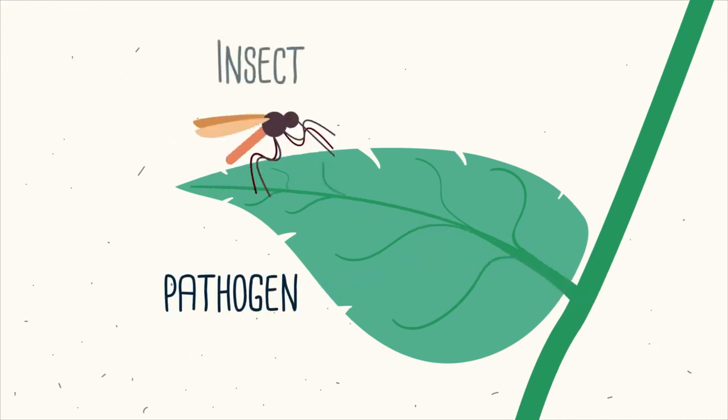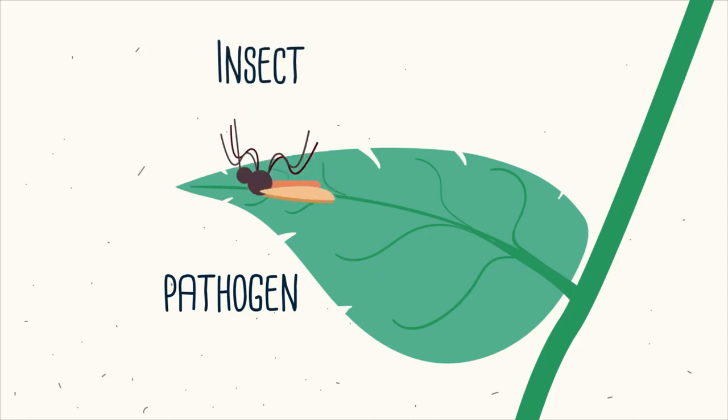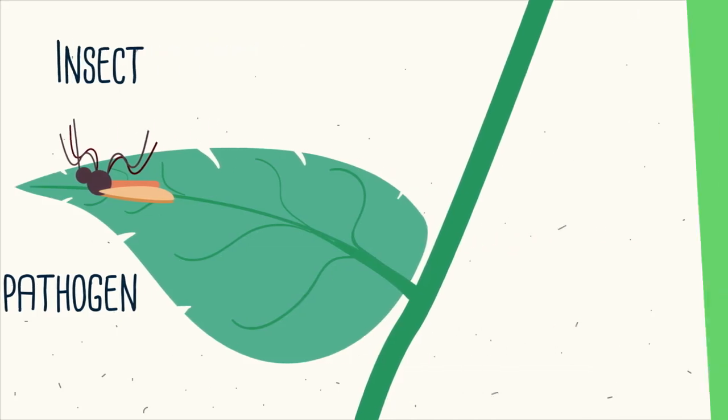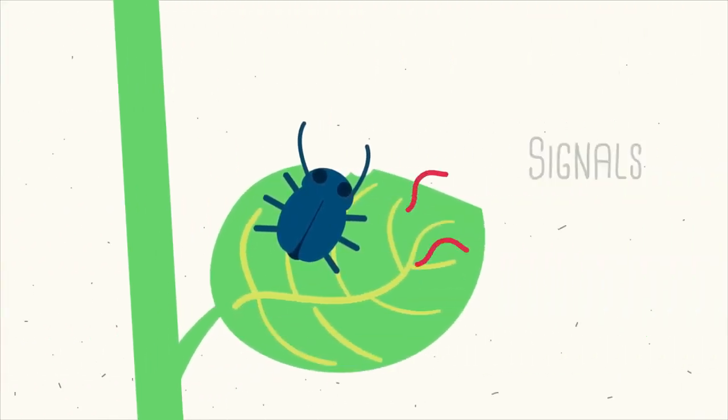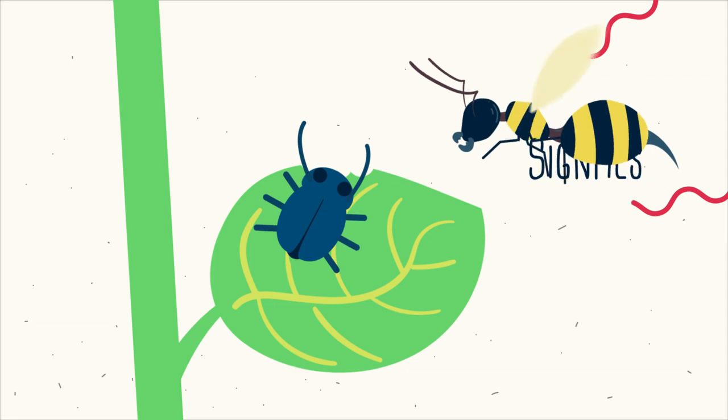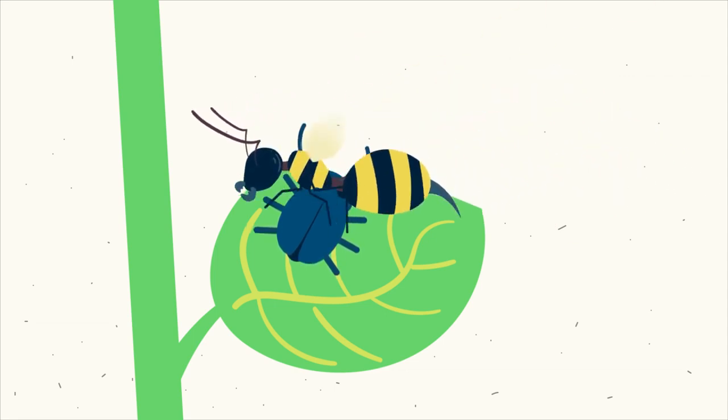These chemicals can affect the pathogen or insect directly or induce cell death to stop the attacker in its tracks. Plants are so clever they can even send signals in the air to call on insect predators that will take out an attacker.